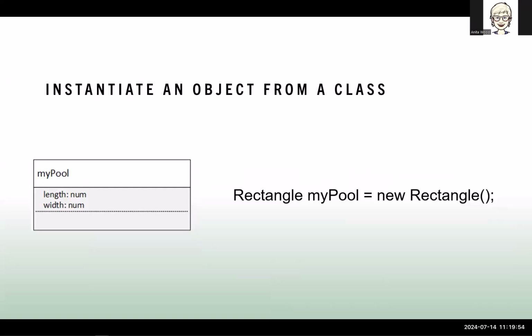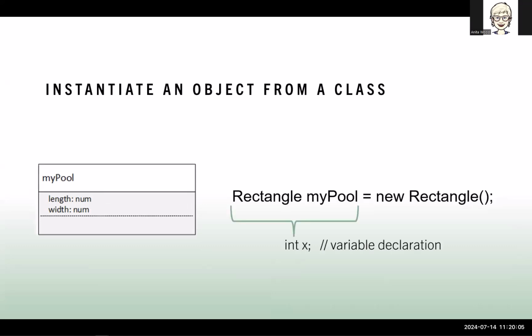The code here is the Java code needed to create an instance of the rectangle class called myPool. If you look closely, you'll see the left side of the equal sign looks like a variable definition. But instead of declaring myPool to be an integer or a string, we're declaring it to be of type Rectangle. So you can think of Rectangle as a user-defined data type. We define the type of data that the rectangle uses.